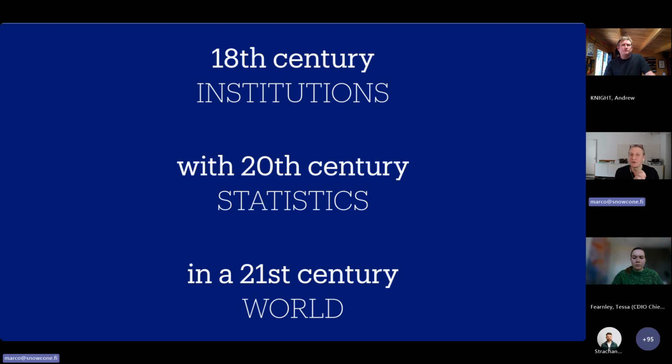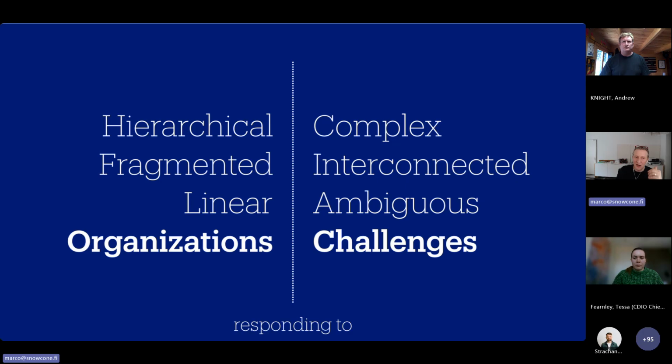But I narrowed it down to say, look, a lot of our ideas about institutions and what good governance is come from the 18th century. We're looking at statistics and operating in a very 20th century way, and yet we're dealing with 21st century problems. And it's the mismatch between these logics, which is, I think, at the core of all the dilemmas that we have. Right? We have hierarchical, fragmented, linear organizations trying to deal with a world that's complex, interconnected, and ambiguous. And I don't care how much you tweak around the margins, if the tool and the problem don't match up, you're never going to get the kinds of efficiencies that we really need.